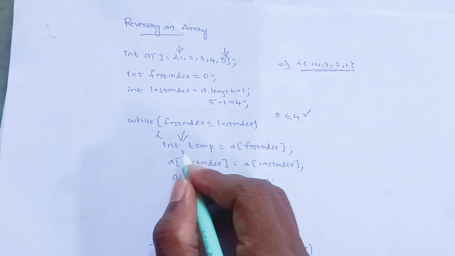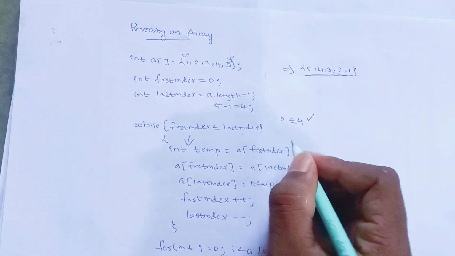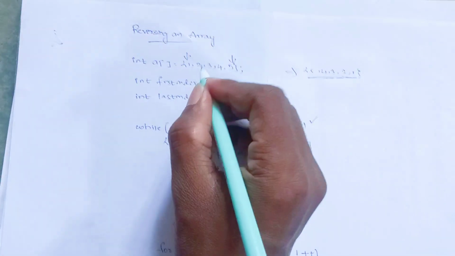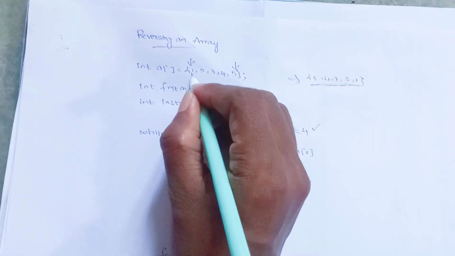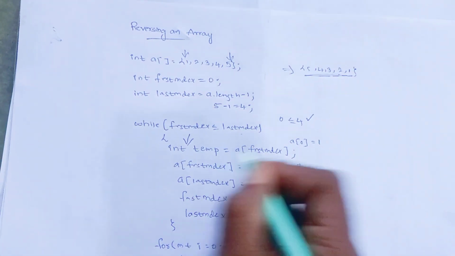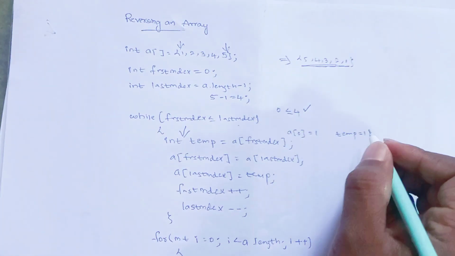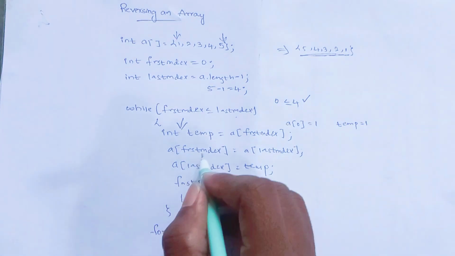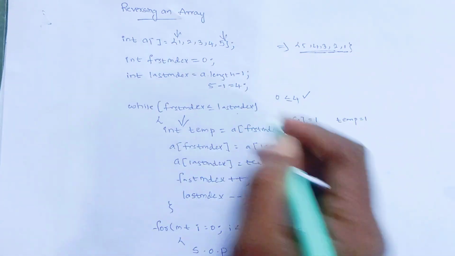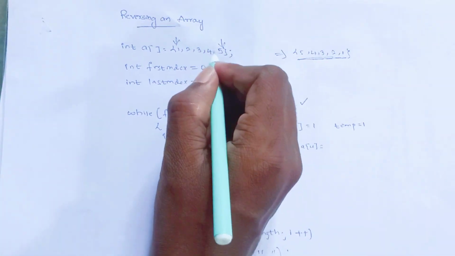So what happens? Int temp equals to a of first index. A of first index means a of 0, and a of 0 value is 1. So the value 1 will be stored into the temp variable. So temp equals to 1, and then what we are doing is a of first index equals to a of last index. The last index value is 4, so a of 4, and a of 4 value is 5.